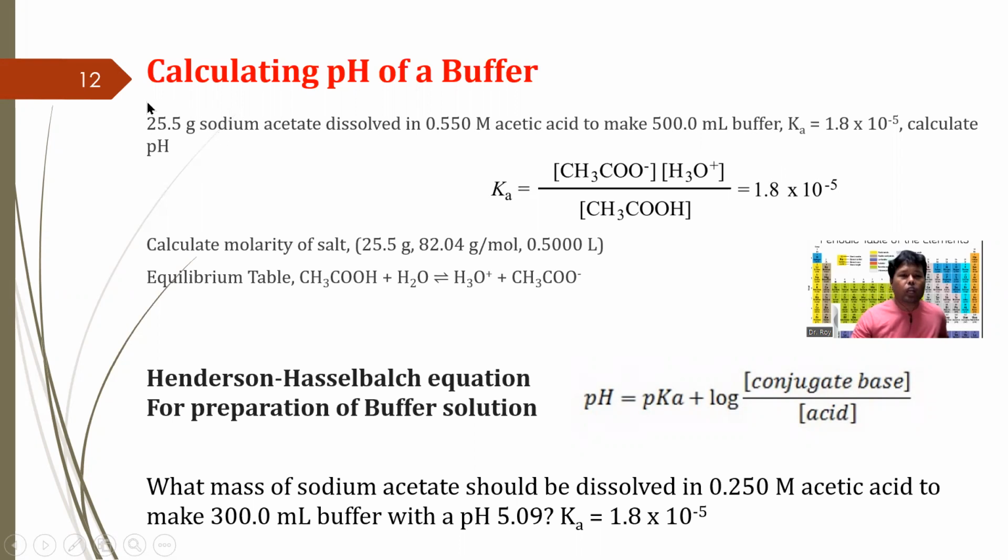So we are dissolving this 25.5 gram of sodium acetate in 0.55 mole of acetic acid. That means the concentration of acetic acid we already know, as it is given here. Here the sodium acetate is given, and this is the mass of sodium acetate. So you can find the number of moles of acetate because we know the mass of sodium acetate.